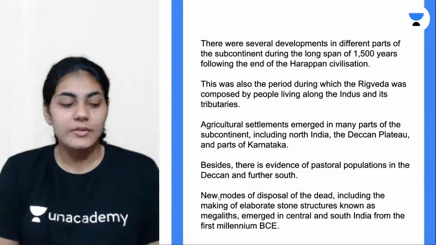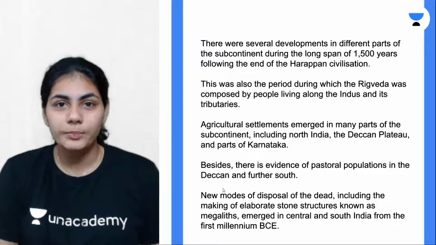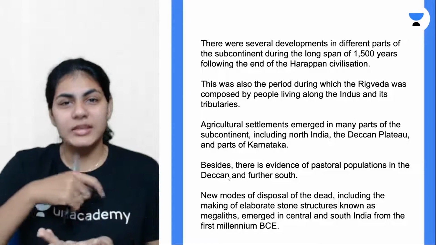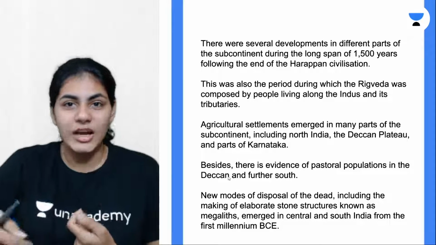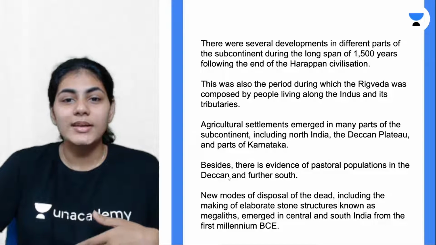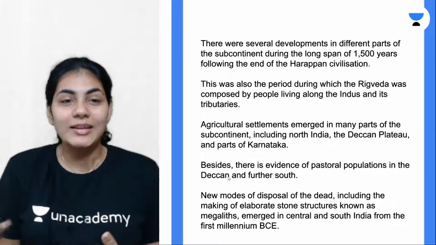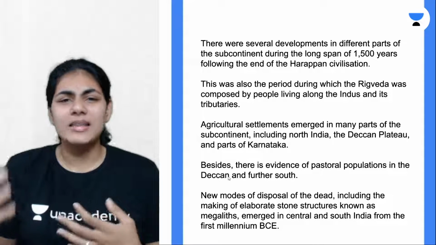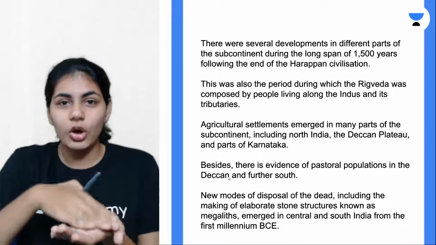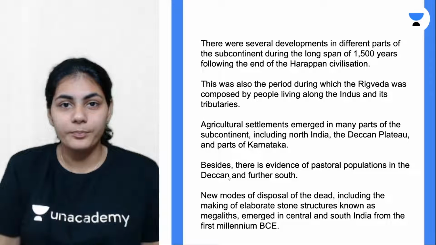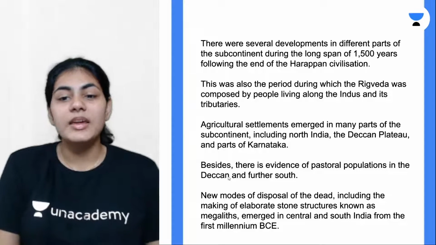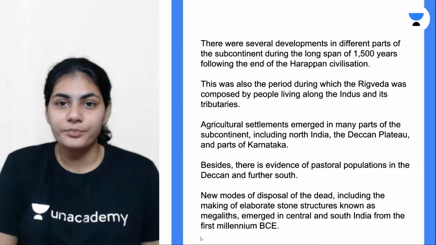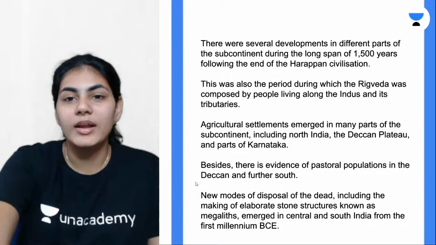Yeah. And lastly, we also have new modes of disposal of the dead, right? So again, what is this? Initially in the Harappan civilization, when there were dead people, they were basically buried in the ground, like the soil was dug and then their body was kept in the ground, burials, right? That is also happening in these 1500 years. But other than that, something else is also developing, right? Megaliths. Megaliths are nothing but huge rocks which are installed in that particular place where the dead body is buried, right? So that has been happening. They are happening in central and south India right from the first millennium BCE, right from when the Vedic period started. Yeah, so these are a couple of developments that were happening.